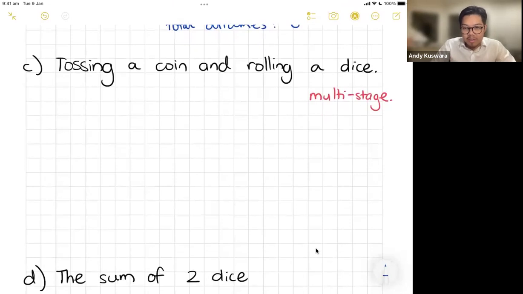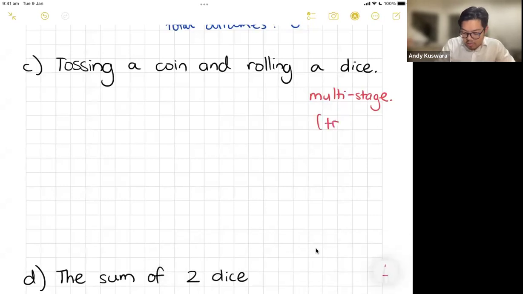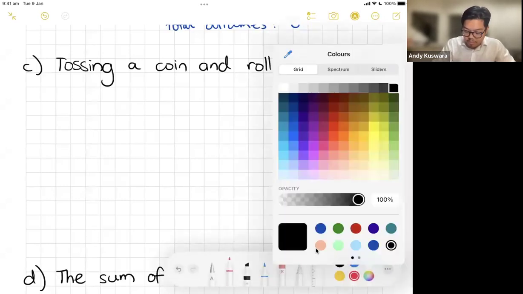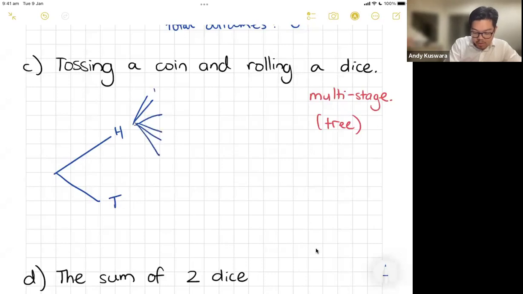Some people will say this is multi-event. I just call it a multi-something. So if I toss a coin and roll a dice, I'll give you a hint: it's helpful to draw it as a tree. So the first thing is when we toss a coin, I've got two options, either heads or tails. And when I roll the dice, there's 6 options from each: 1, 2, 3, 4, 5, 6. Same thing here. Now, I know this isn't the most neat, but you get the idea.